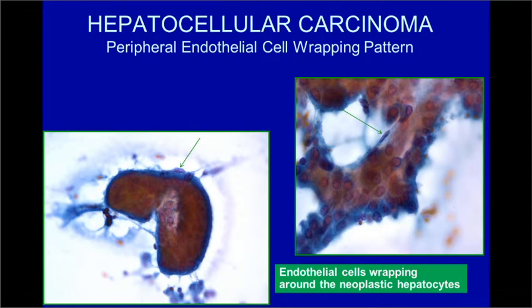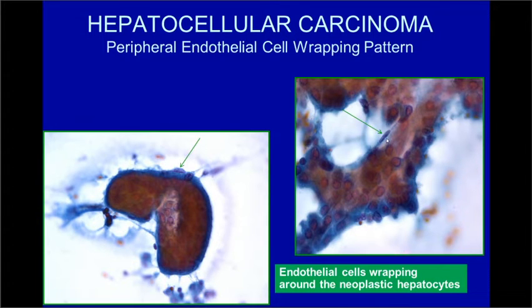I've mentioned peripheral endothelial cell wrapping, and what exactly is that? Well, these images illustrate it. Here we have a group of malignant hepatocytes. You can see it's a very tight, crowded group with some nuclear overlapping. This represents a thickened trabeculae, and you can see the periphery is smooth. And right here is an endothelial cell, which shows the endothelium wrapping around this group. That's what makes it smooth.